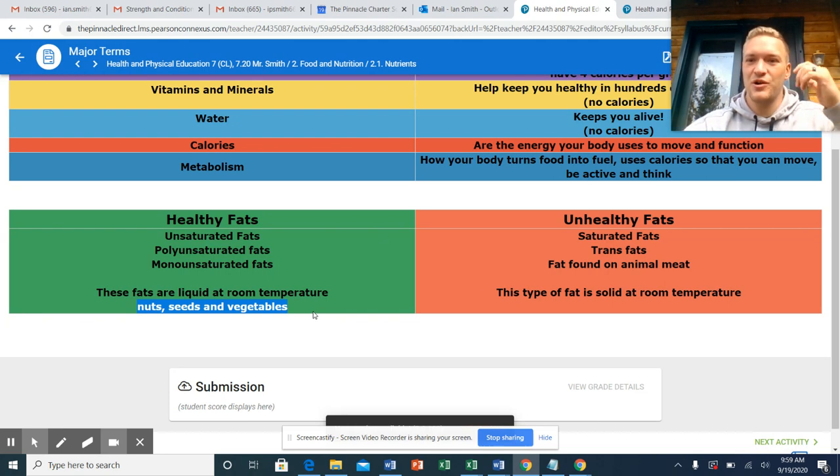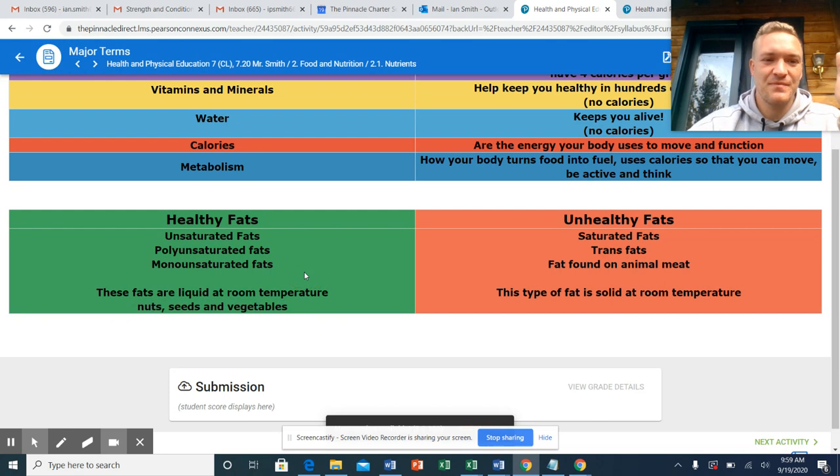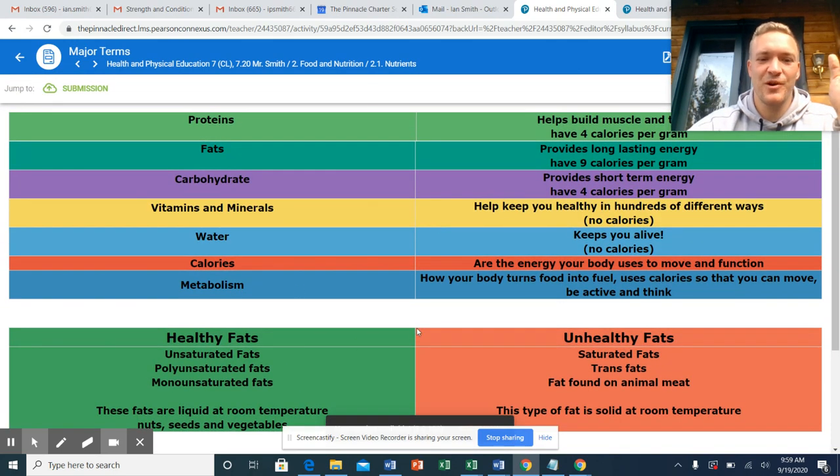So nuts and seeds, so almonds, cashews, peanuts. Obviously, don't eat anything that you're allergic to. And seeds, there's a lot of different types of seeds, like sunflower seeds, but those have really, really healthy fats in them. So that is the big information for your nutrition for this week, guys.